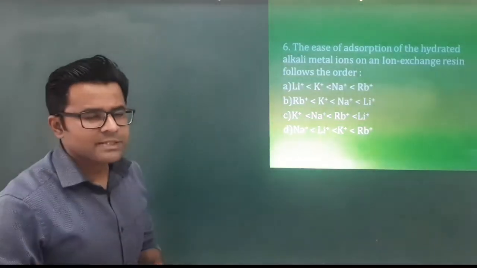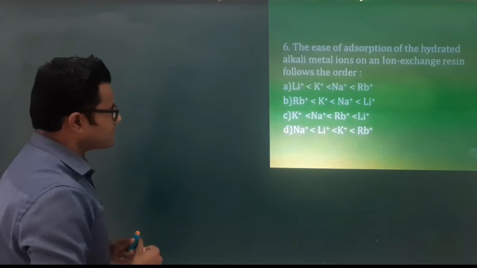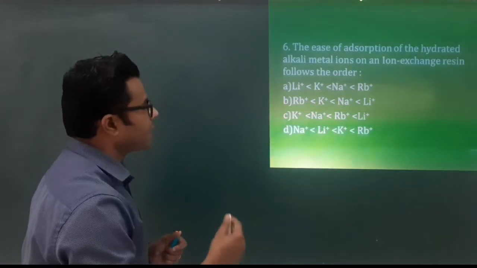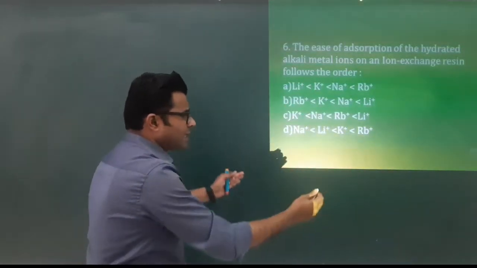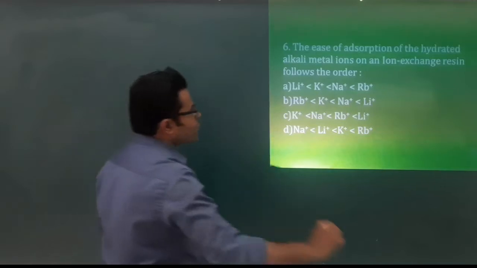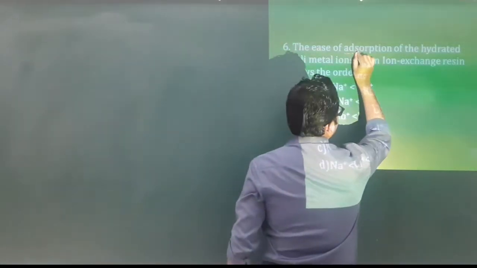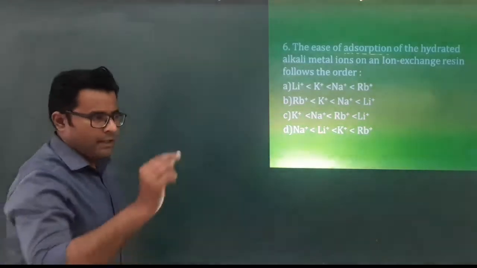So, coming towards question number 6. The ease of adsorption of hydrated alkali metal ions on an ion exchange resin follows the order. So, we have all different elements placed here. First we'll understand what adsorption is.